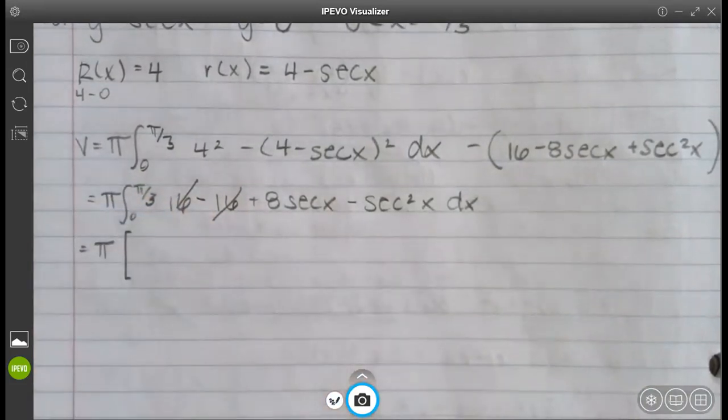What's your integration of secant? It's literally in the very, very front, right there, integration of secant.